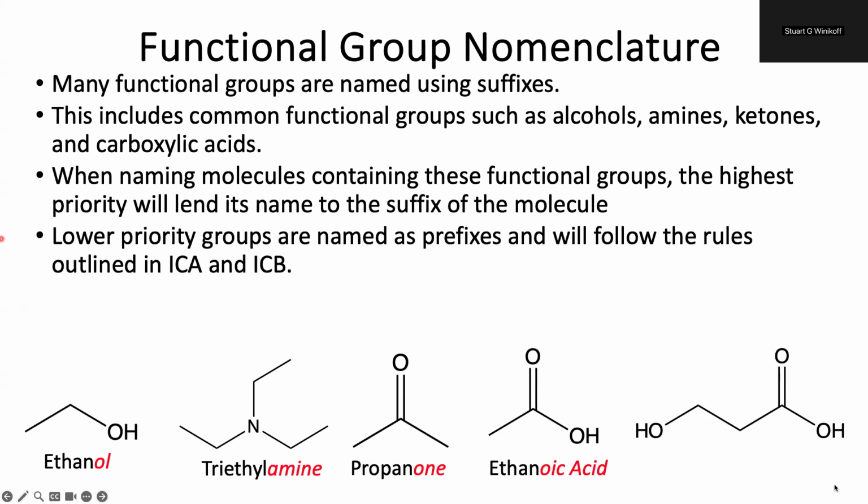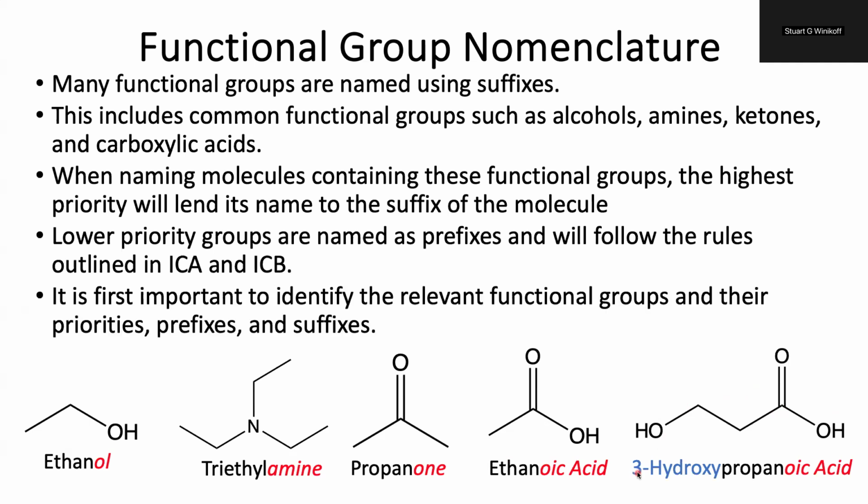and any lower priority groups are going to be turned into prefixes, and they're going to follow all the rules we covered in inner chapter A and B. So for example, for our final molecule, we have a carboxylic acid, which gets the priority. So that alcohol now becomes a hydroxy group. So this guy's 3-hydroxypropanoic acid.